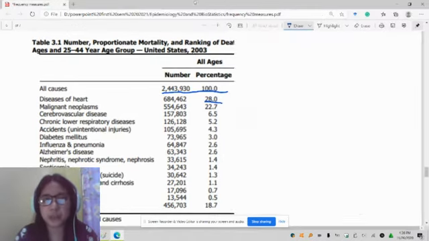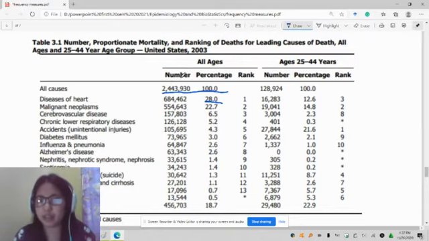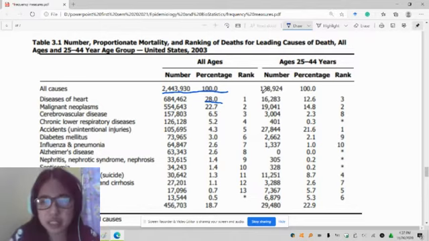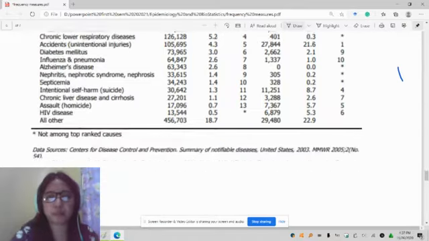If you continue with the computation, it is simply dividing the numbers here, and the denominator is 2,443,930. For the case of age 25 to 44 years old, the total is 128,924. In computing for this, the denominator used is also the 2,443,930. Okay.